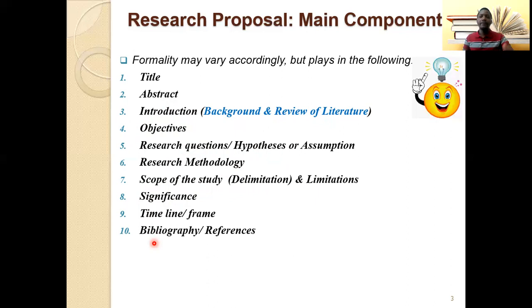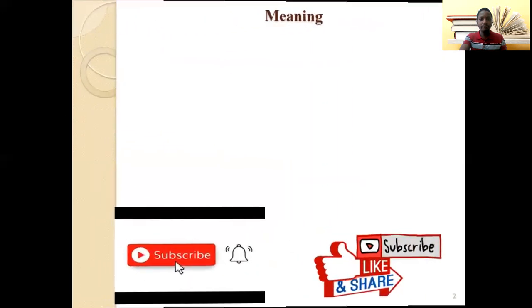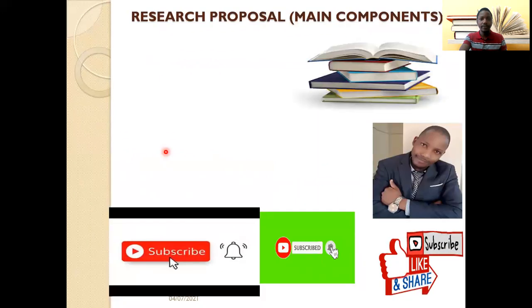Before we go into detail on each of these components, let me go back a little bit and highlight some of the main important ideas. I will take you somewhere here, where this will be the beginning of our discussion. It will take almost 10 to 20 minutes. So we have the research proposal, and we are going to look at its many components.